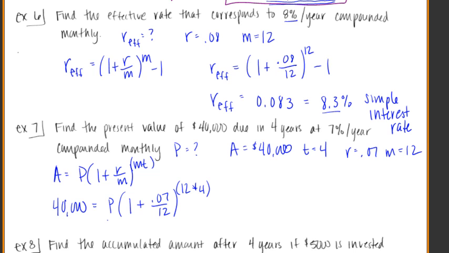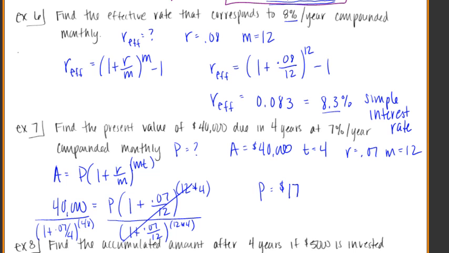So really, just to solve this, I'm basically going to take $40,000 and divide it by whatever comes out right here. And do the same thing over here. So 1 plus 0.07 divided by 12, all of that, and I'll just write that as 48. So that's going to take all of that away. Do you want to practice in your calculator real quick? When I put this in my calculator, I get a P value of $17,394, and I'll round that to 34 cents.